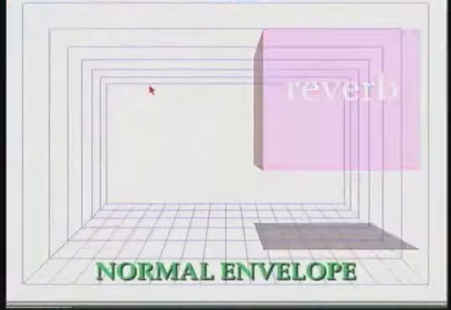Another setting of reverb is the envelope. That is, how the reverb changes its volume over time. Normal reverb has an envelope that looks like this.